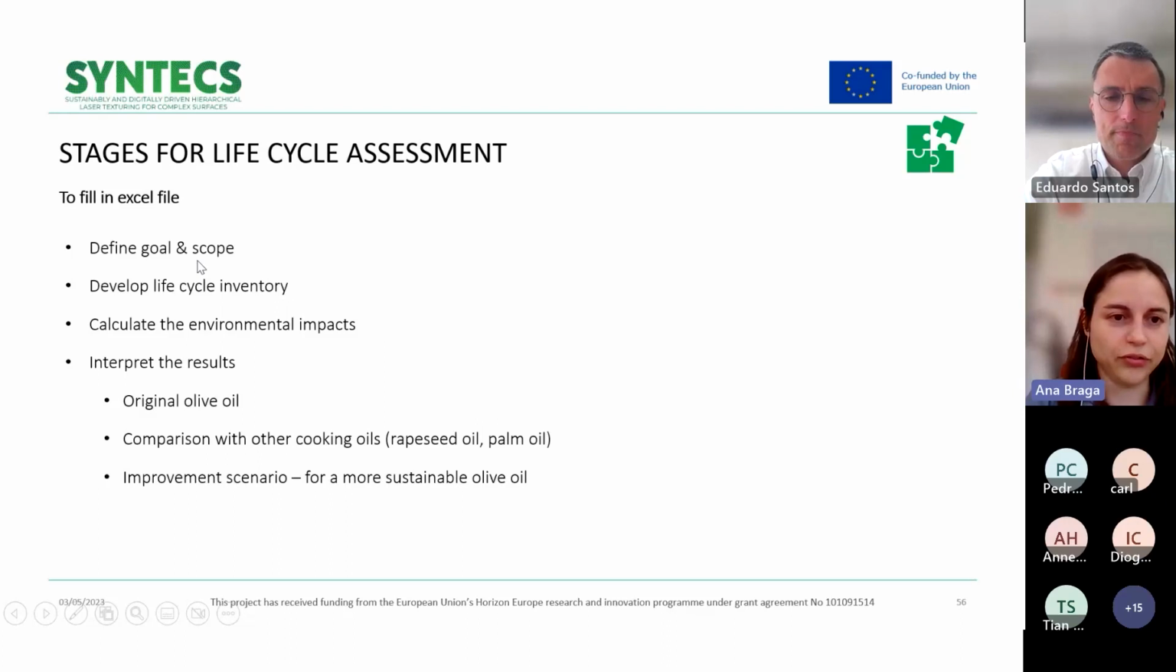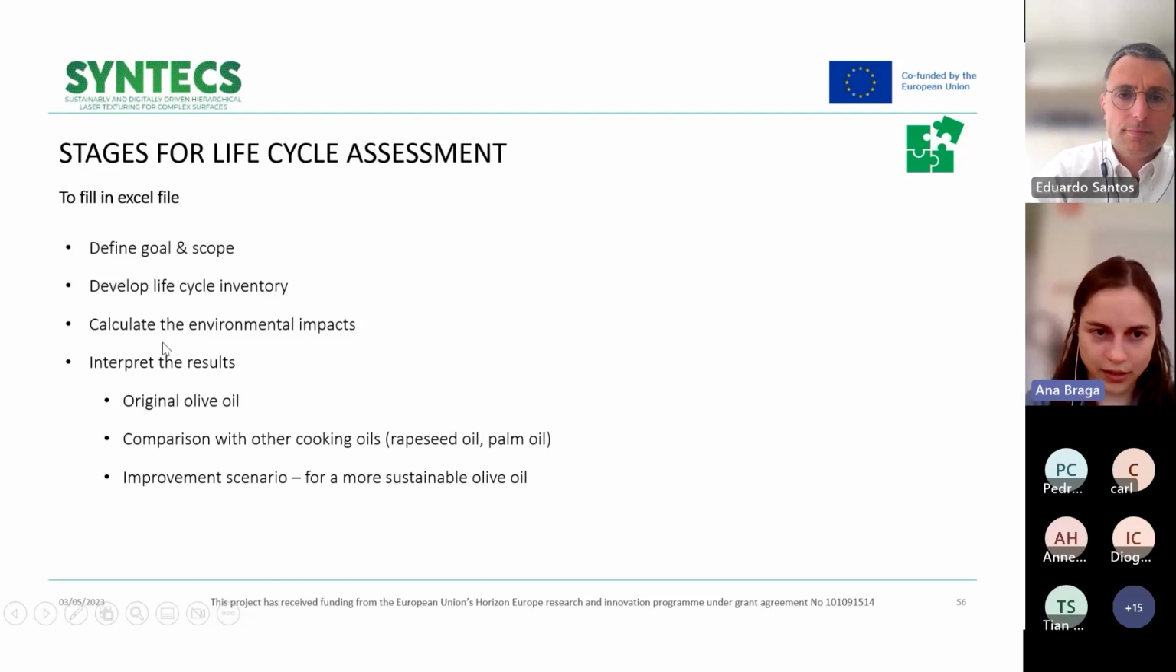Basically we will follow the steps of the life cycle assessment methodology. We'll define the goal and scope, which is the whole life cycle of olive oil. We'll develop the life cycle inventory, for which we already have a proposal. We'll calculate the environmental impacts based on that inventory, and we want to interpret the results.